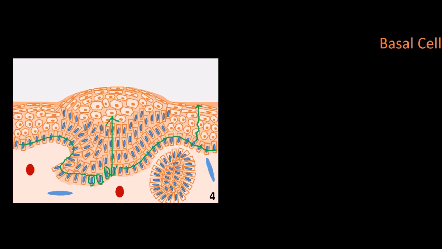And then finally, I also want to note this cluster or nest of basaloid cells here, which has invaded into the underlying dermis, signifying that this is an invasive basal cell carcinoma. All right, so now let's go ahead and take a look at the actual H&E stain.